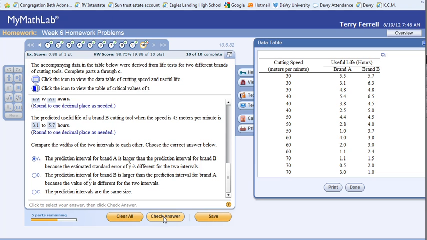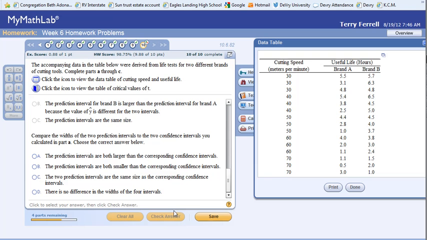Here, compare the widths of the two prediction intervals to the two confidence intervals you calculated in part A. And generally this is the same. Generally, not all the time, but most of the time, your prediction intervals are larger than your confidence intervals. That has to do with the standard error again. Here it says the prediction intervals are both larger than the corresponding confidence intervals. So this is going to be your solution.